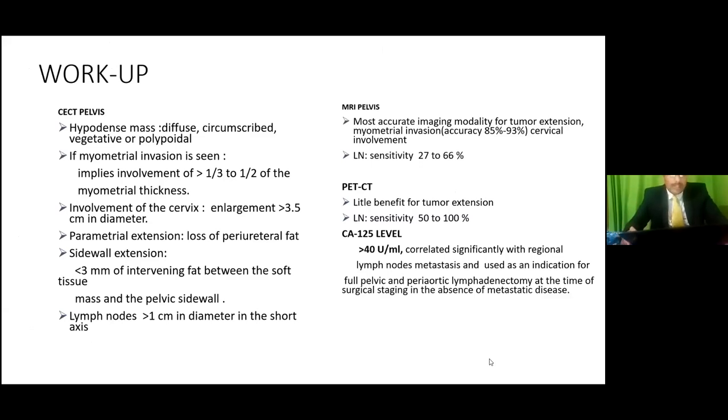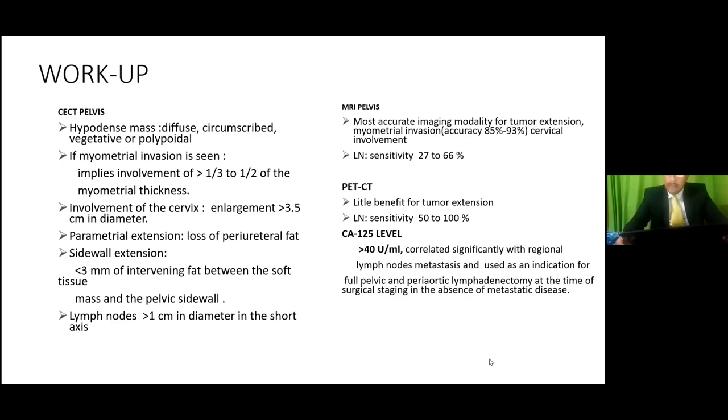detailed thing. In the CT pelvis, usually there is a hypodense mass that may be diffuse or circumscribed, or with a polypoidal pattern. If myometrial invasion is seen, that implies the tumor has involved one-third to two-thirds of the myometrial thickness. If involvement of the cervix is seen in the CT pelvis, then the tumor size is usually greater than 3.5 centimeters. And if there is periuterine fat loss, then parametrial extension is there in CT. We can also see sidewall extension, and lymph nodes greater than 1 centimeter in short axis diameter are considered significant.